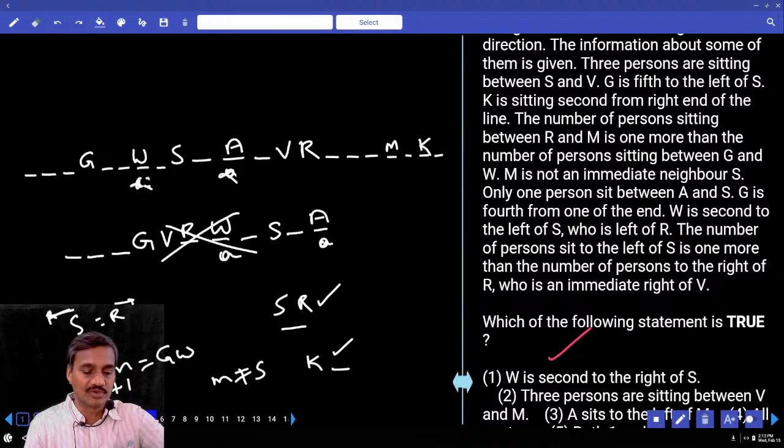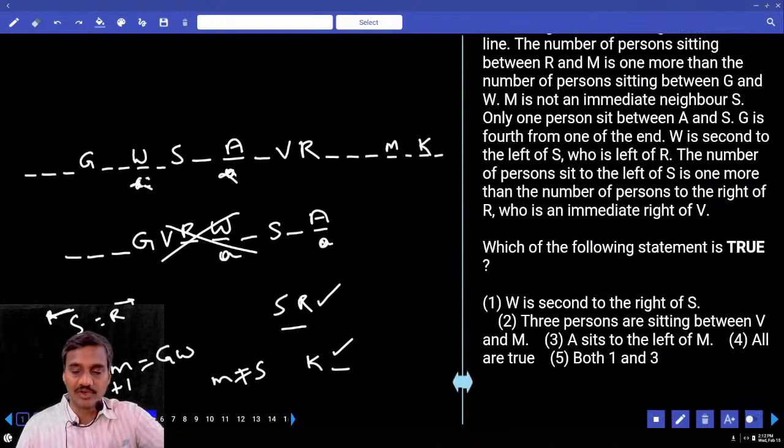And question number 4, and the 5th one. Which of the following statements is true? W is seated second to the right of S. That is false. 3 persons between V and M. And that is again false. And A sits to the left of M. A is to the left of M, definitely, so choice 3. Saripenda?